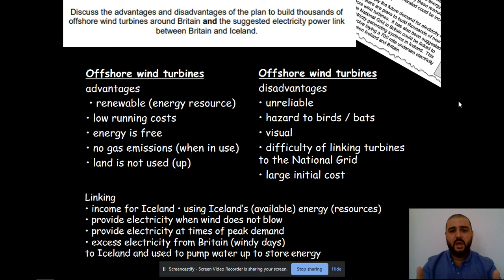The way I would have split it up is I would give, as you can see there, talking about the advantages and disadvantages of the wind turbines.